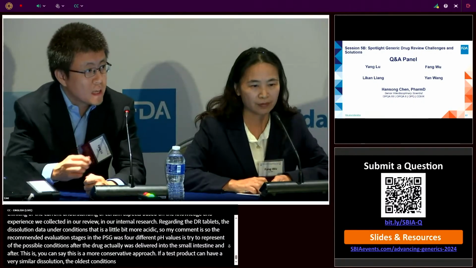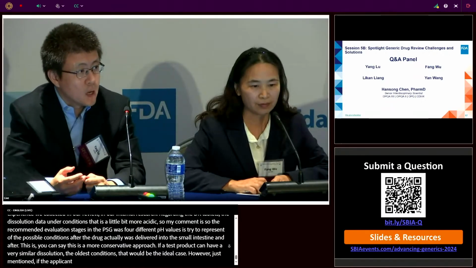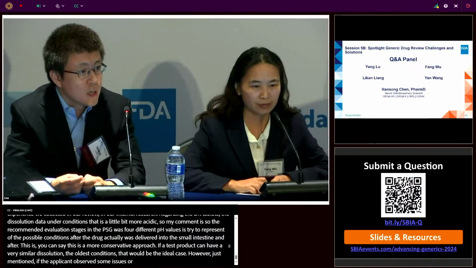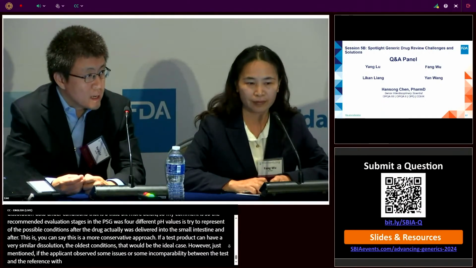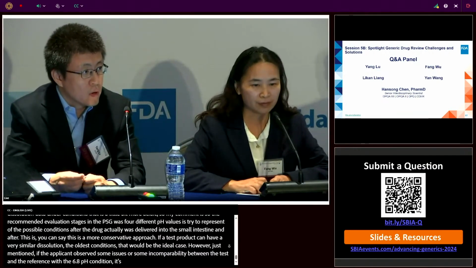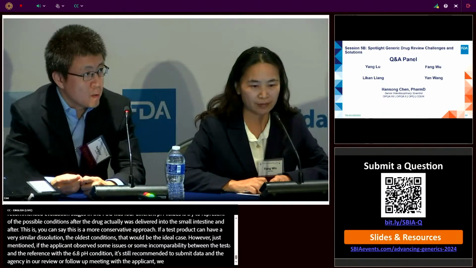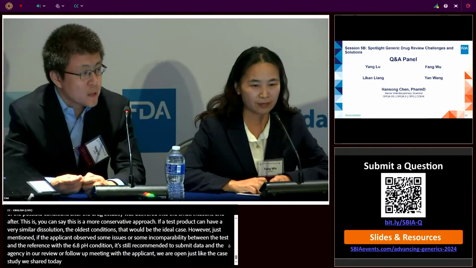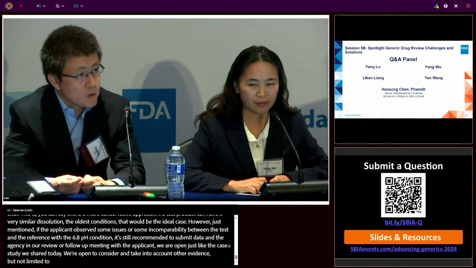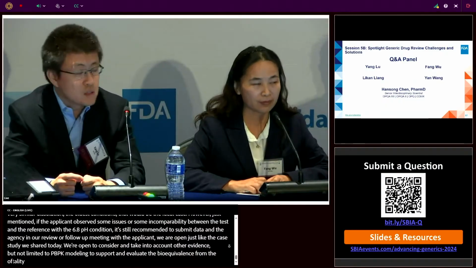ideal case. However, just like Fang mentioned, if the applicant observes some issues or some incomparability between the test and the reference in, for example, 6.8 pH condition, it's still recommended to submit the data. In our review or in the follow-up meeting with the applicant, we are open, just like the case study we shared today, to consider and take into account other evidence, including but not limited to PBPK modeling, to support and to evaluate the bioequivalence from a totality of evidence perspective. So hopefully that is clear.